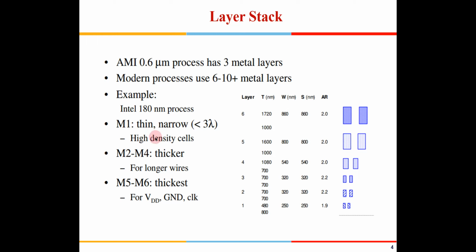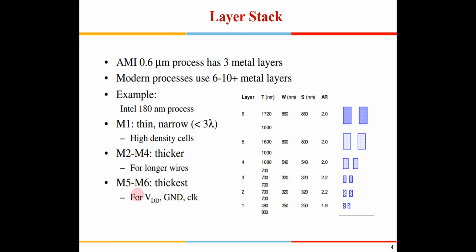Initially it was poly, and on top of that you will have an insulator, and then metal 2, metal 3, metal 4. Each of these metal layers will have an insulator in between. M1 is generally used for very thin interconnects, then M2 to M4 for thicker ones, and M5 and M6 for VDD, ground, and clock.